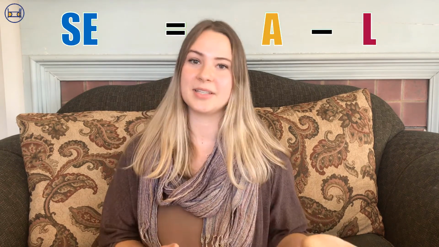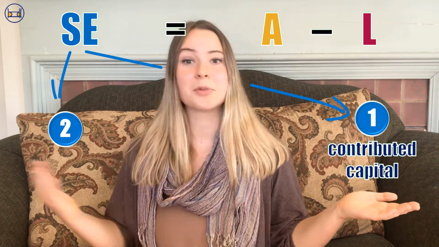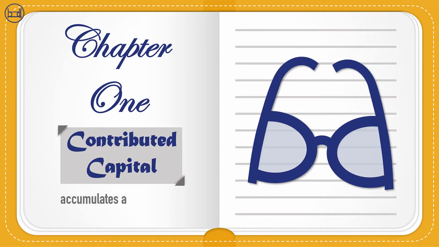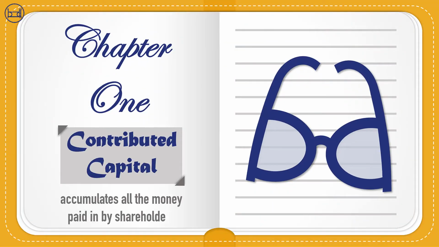So we know that the shareholders' equity section represents everything that belongs to the shareholders. That is, the company's assets minus its liabilities. But what are the different components of shareholders' equity? Shareholders' equity can be broken into two sections: contributed capital and retained earnings. Contributed capital accumulates all of the money paid in by shareholders.